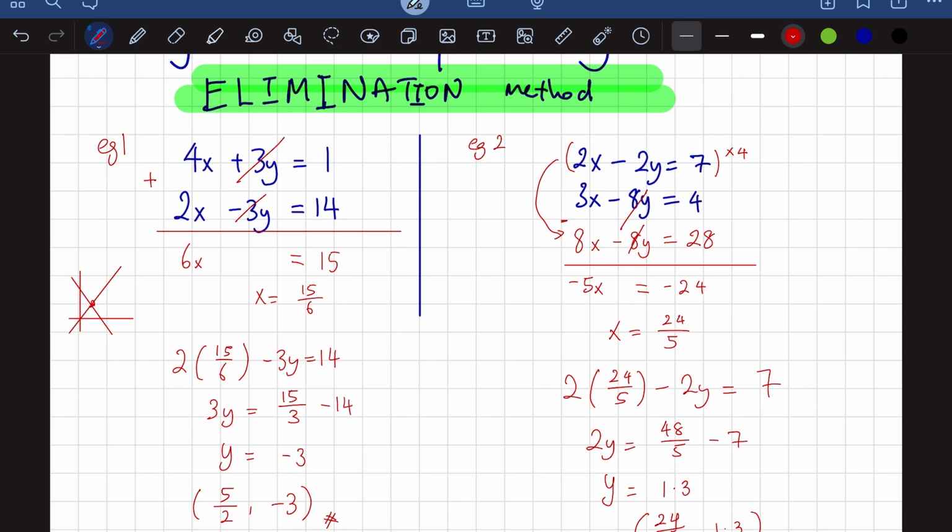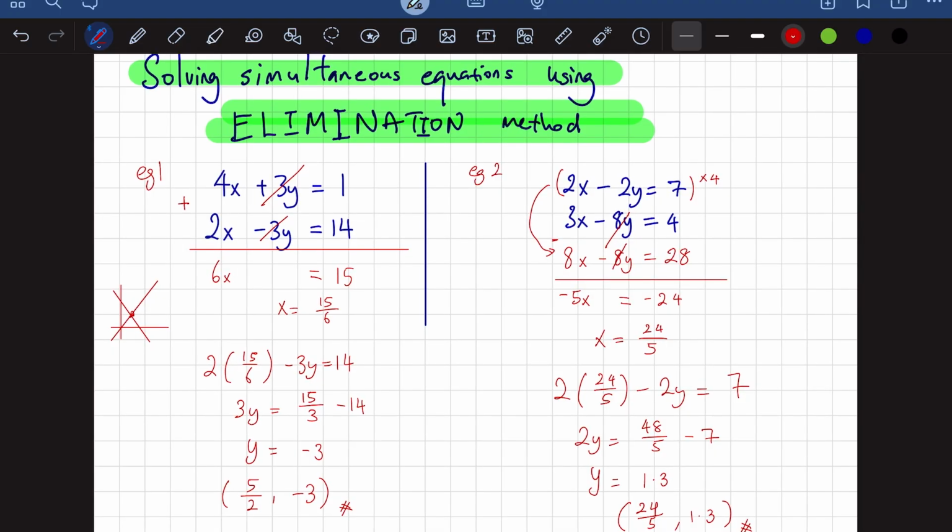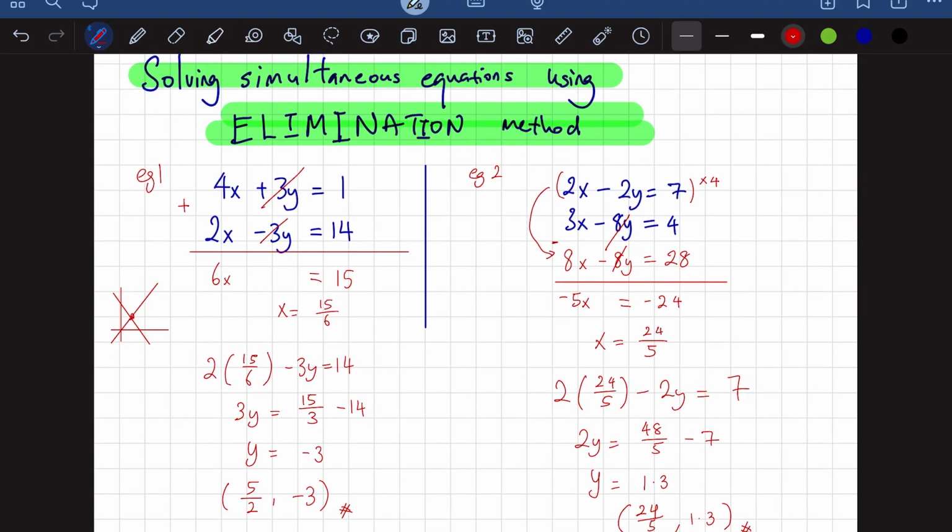All right, so I hope this is a good recap on how to perform the solving of simultaneous equations using the elimination method, and I hope this tutorial has been useful. Cheers.